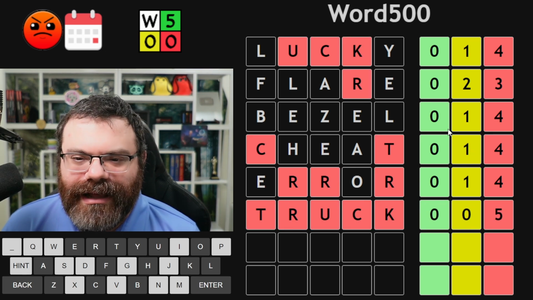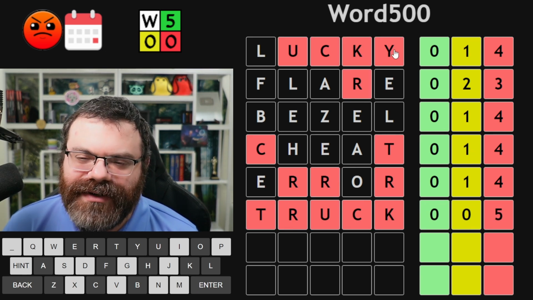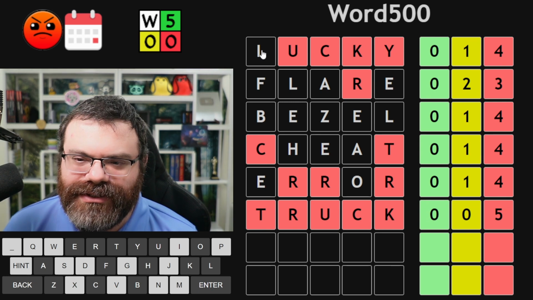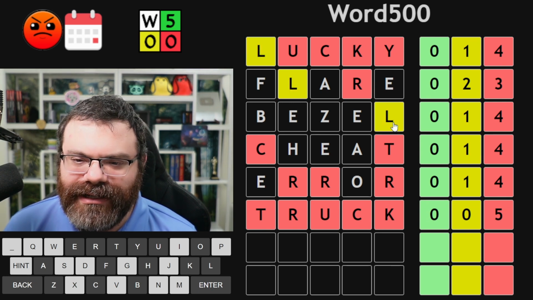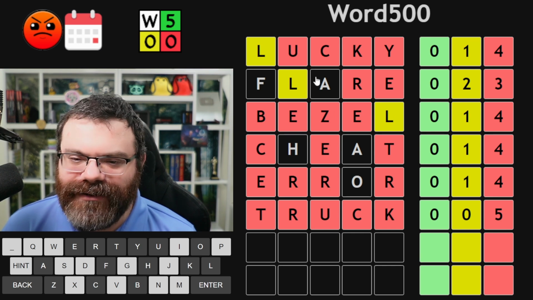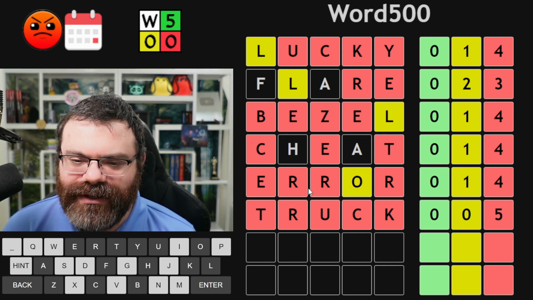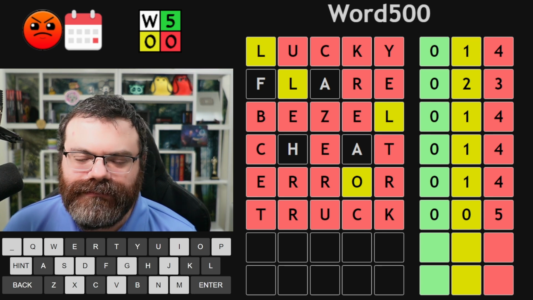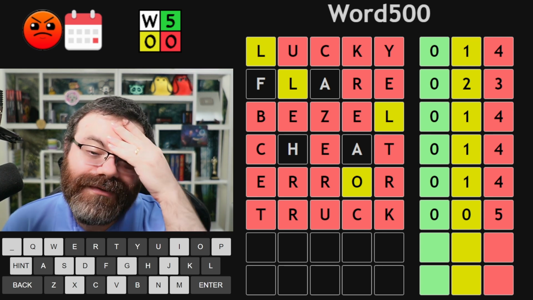Okay, so unless there's the very rare case where Y is not at the end, we do have this L. So the L's yellow here, L's yellow here. None of these. We know there's no E. So we have an F or an A. If we have the F, we have to have an H. We definitely have an O. Okay. That helps reinforce that at least I was looking at the right thing.